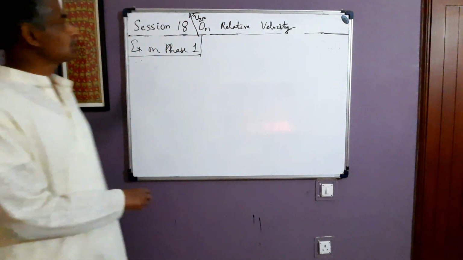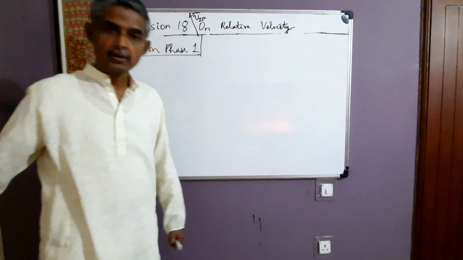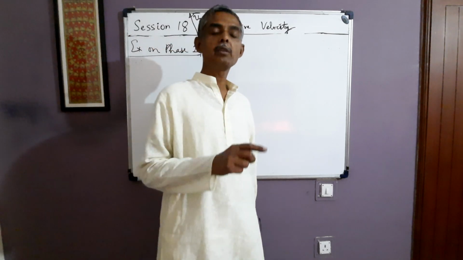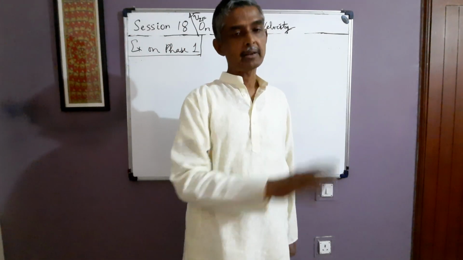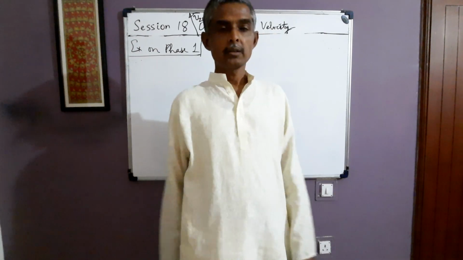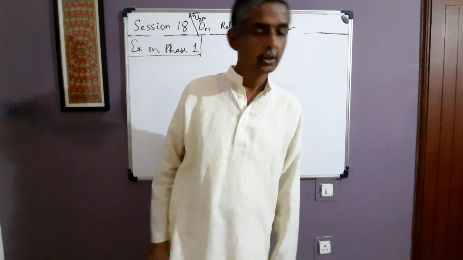So in the 19th session, we continue with phase 2 of relative velocity. In that case, we find Vp2 P1G when the velocities of P1 and P2 are neither parallel nor anti-parallel. They make some arbitrary angles. Then we discuss that in phase 2. Now I close this.